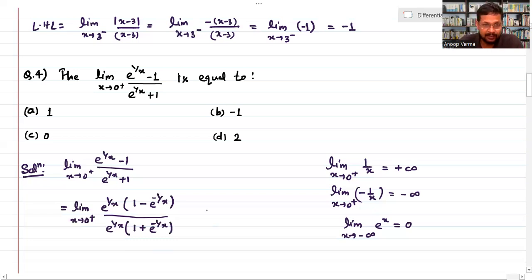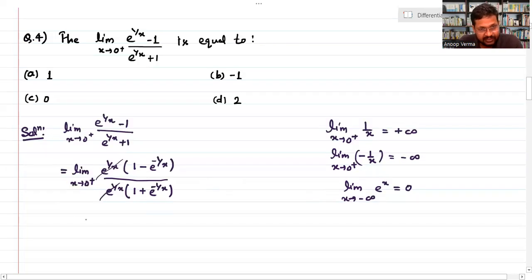Okay, so now we can see that because this is always a positive number, it will never be 0, so we will cancel it out. So what remains? It will be equal to the limit x tending to 0 plus of 1 minus e to the power minus 1 upon x divided by 1 plus e to the power minus 1 upon x.